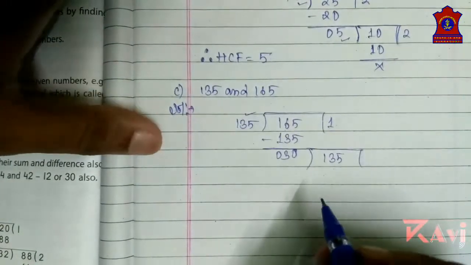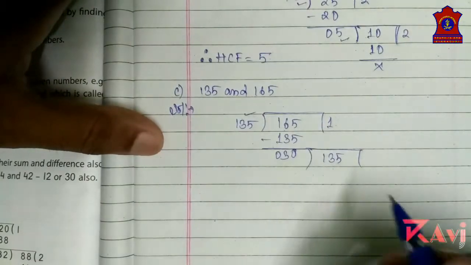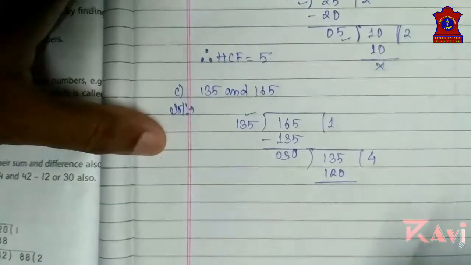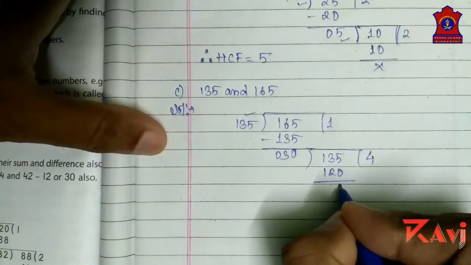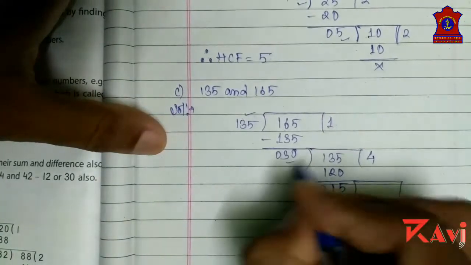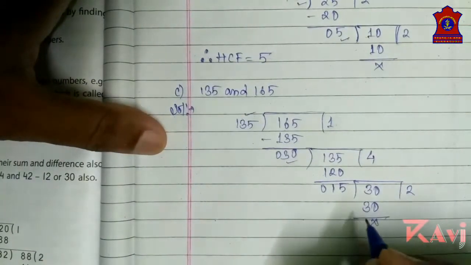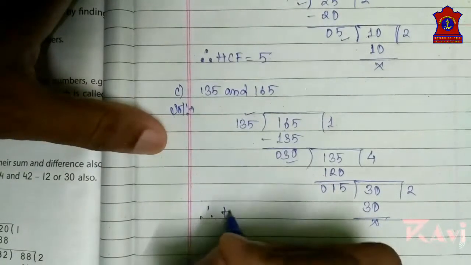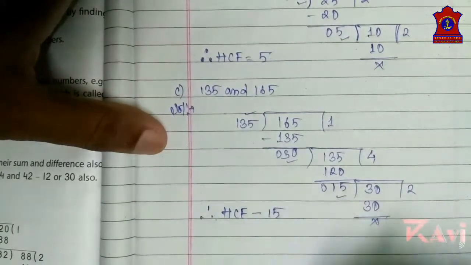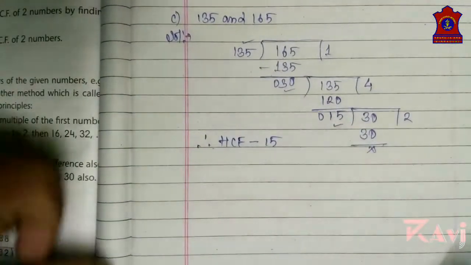30 into what makes 135? 3 fives are 15. 3 fours are 12. So 4s are 120. Okay. Now what is left? 15. Next division box. This will come here. 30. 15 twos are 30. So HCF equals the last divisor, 15. Clear? Like this, you have to find out HCF by division method.